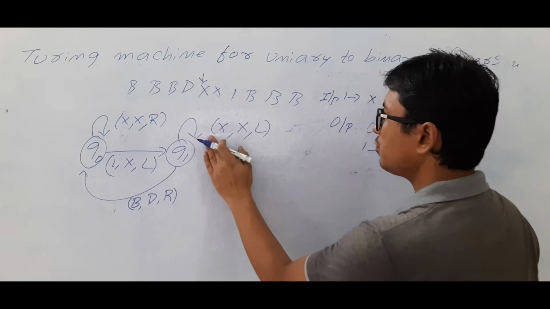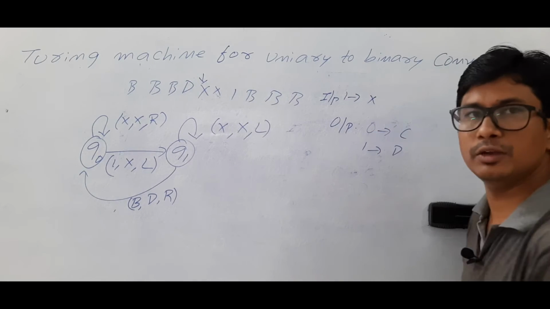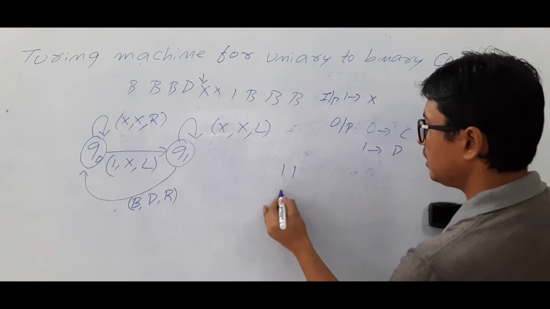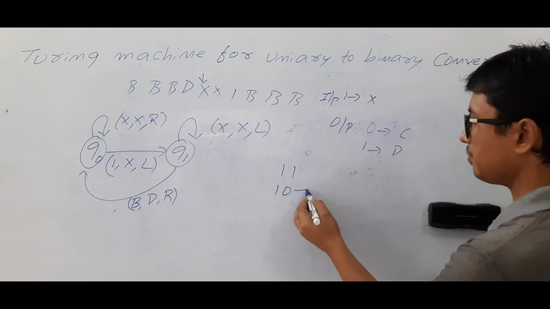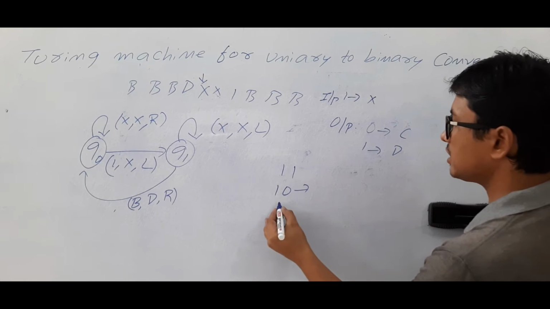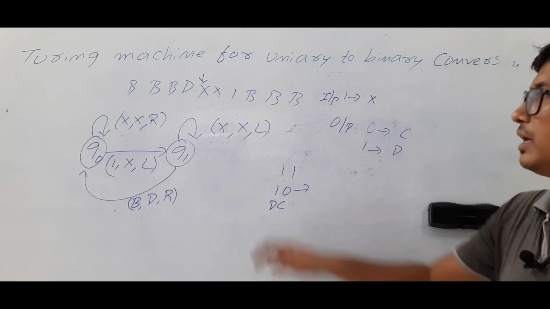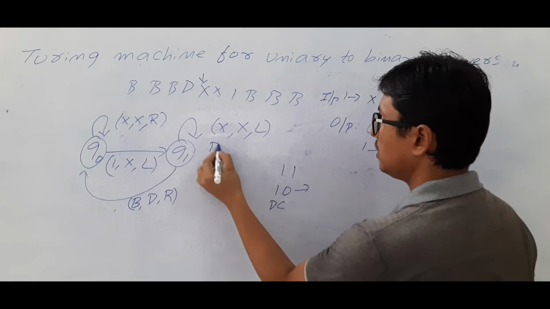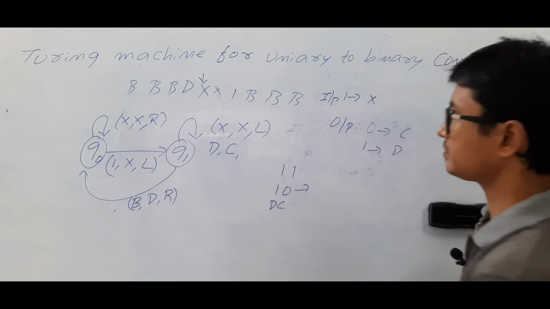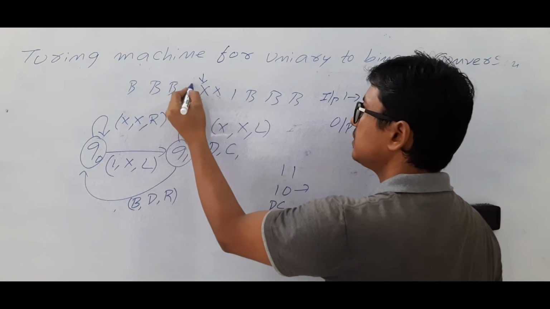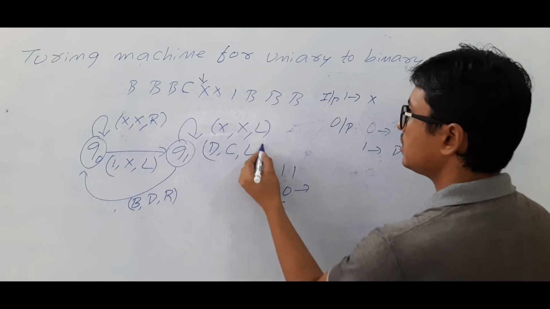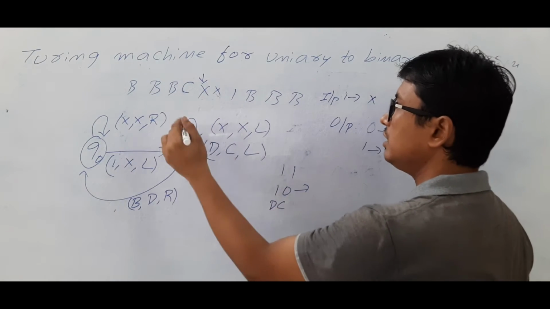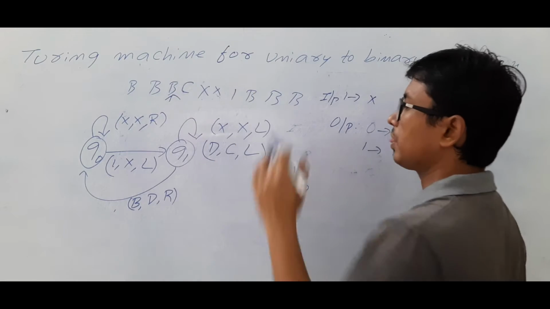Now, how many ones did you see? You saw 2 ones. So what is the binary number for it? 2 is represented in binary as 1 0. According to our representation, what is it? It is DC. But right now you have only D. So when you are moving to the left, if you see a D, you modify it as a C and keep moving to the left. This D, previously it was D, I modified it as a C and moved to the left. So I am here currently.